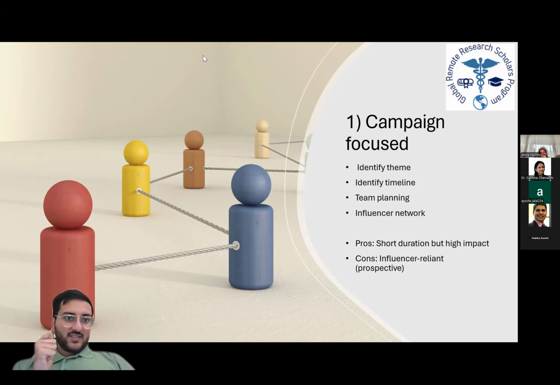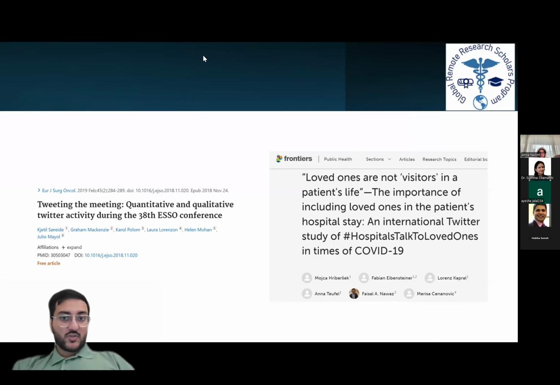Of course, the challenge with doing it prospectively is understanding that you need an influencer network to promote that campaign, to make it popular. And that can be quite challenging to do within a short timeline. But if it's done well and if it gets viral enough, then essentially the impact can be measured and turned into a research paper. So that's campaign focused. So these are some options that we're showing as examples.